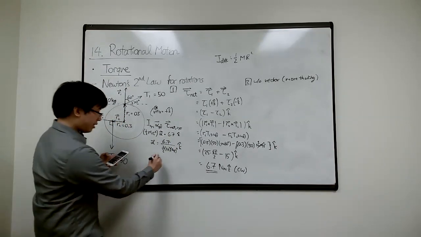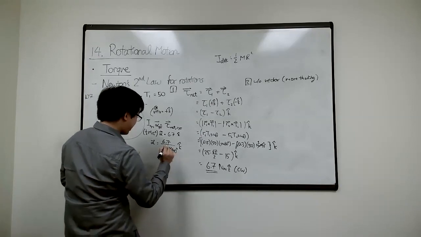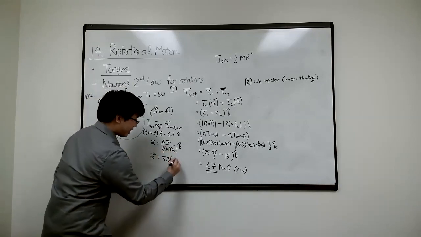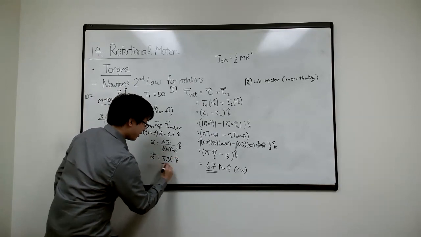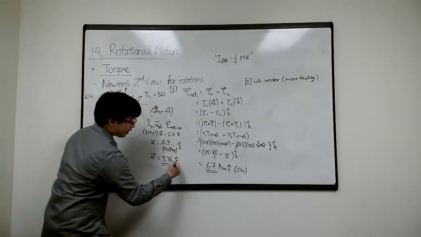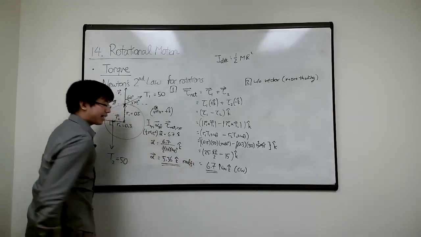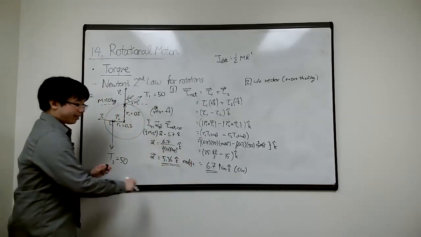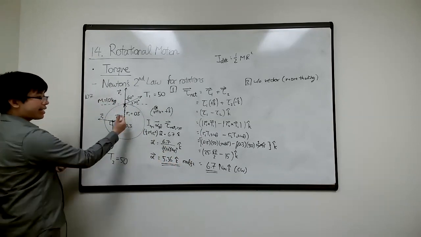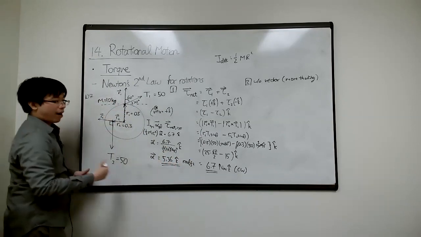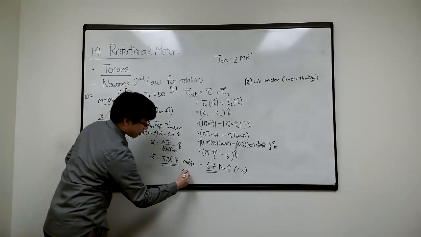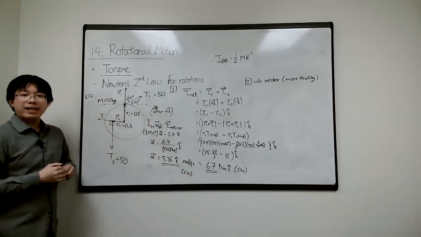Okay, so that's 5.36. Okay, so this is the alpha, and let's put in the unit. You can put it here, that's fine. And what's the unit? Radians per second squared. Right, good. So this is positive. That means which way again? It's into the board, so it's rotating clockwise. So if you want to make sure that's clear, you can put down clockwise as well.